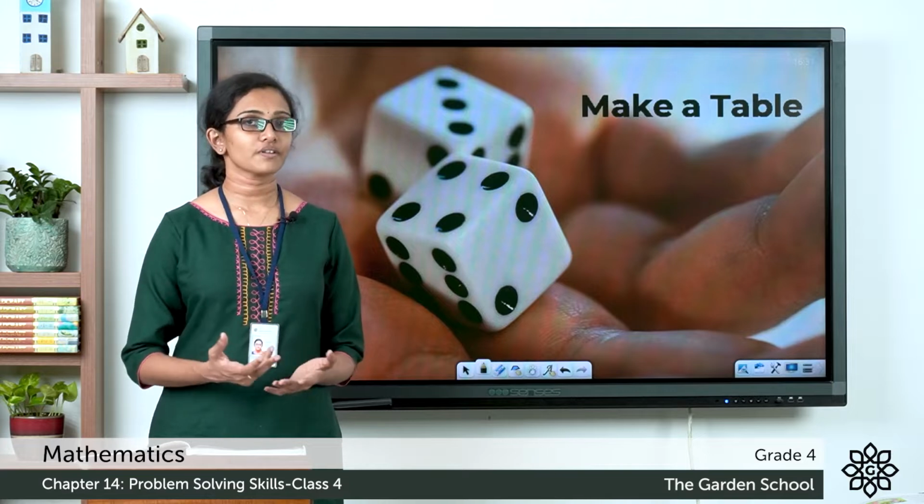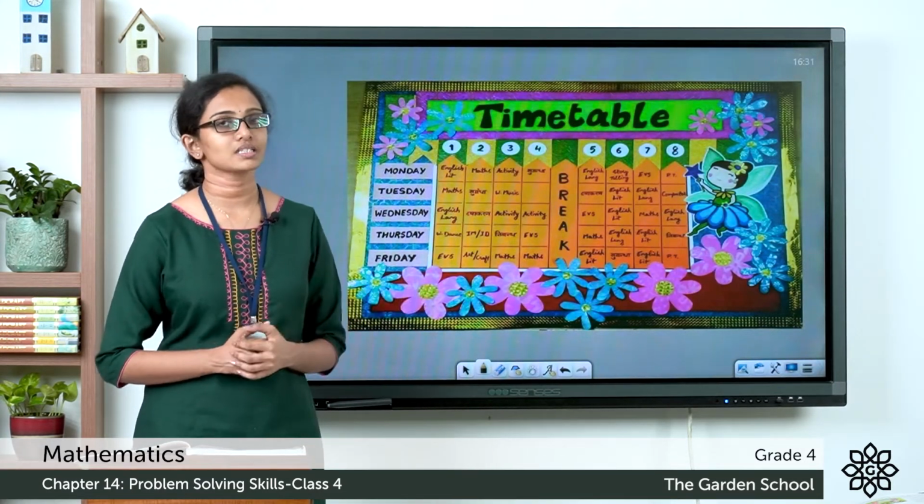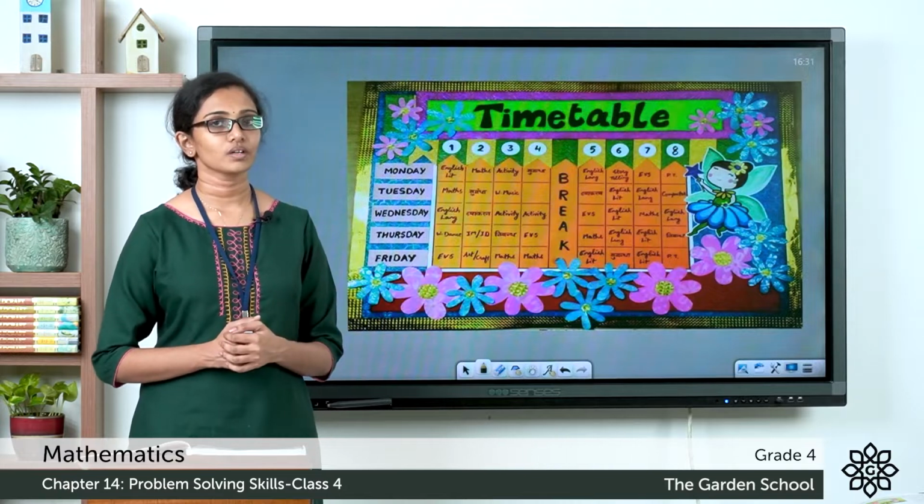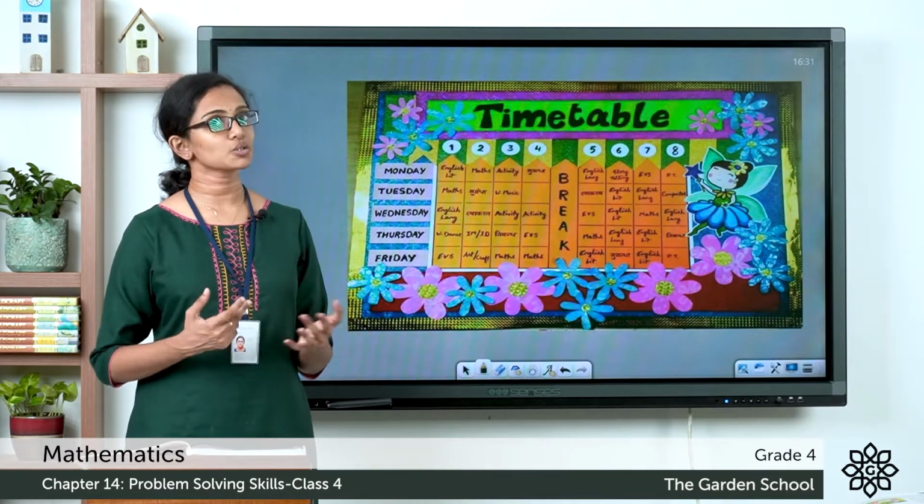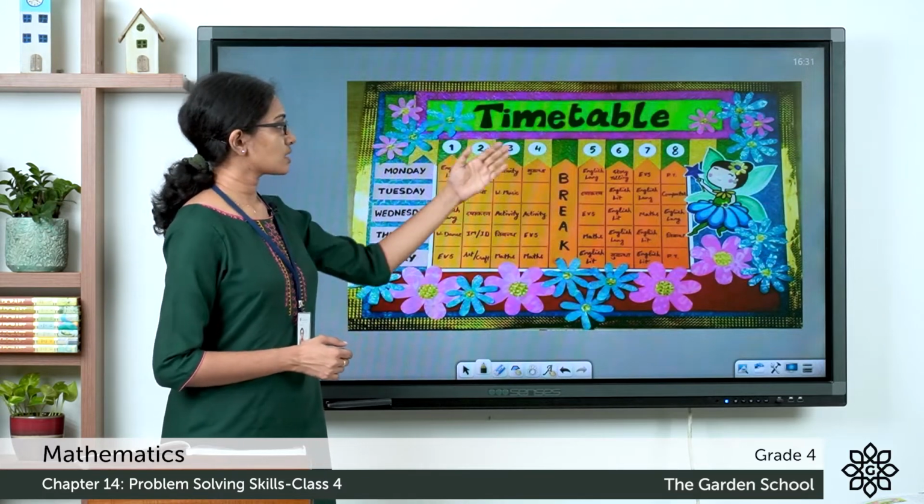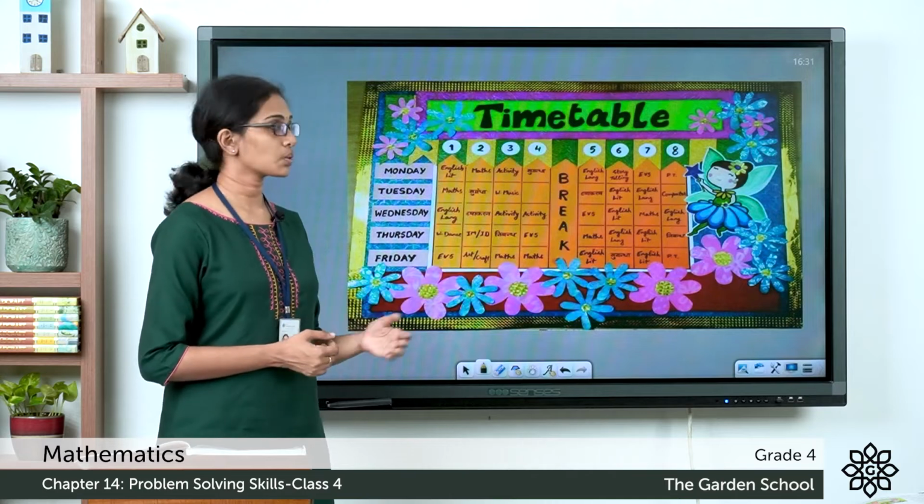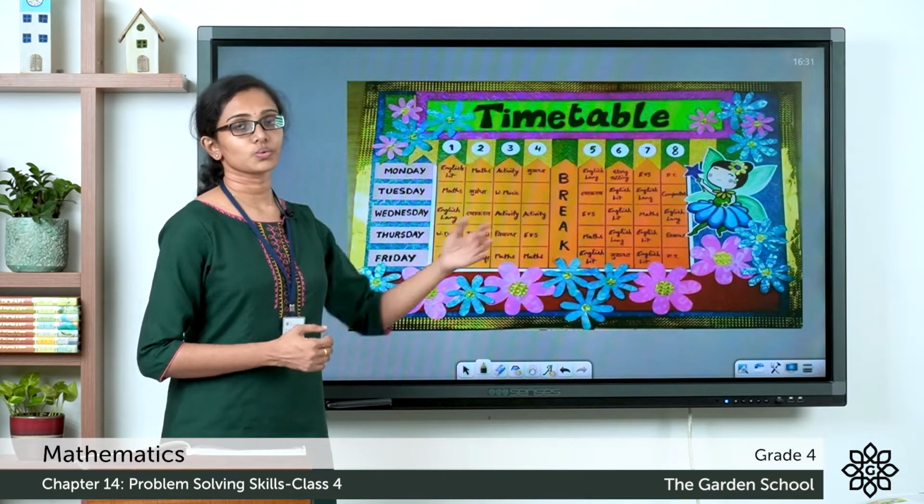See, you all are familiar with the class timetable. You might have seen a class timetable like this, all of you. So, in a class timetable, what all things you will see? You'll see the different days, you'll see the different periods or the classes, then you'll see the different subjects along with, if there is a break, you'll see also that.